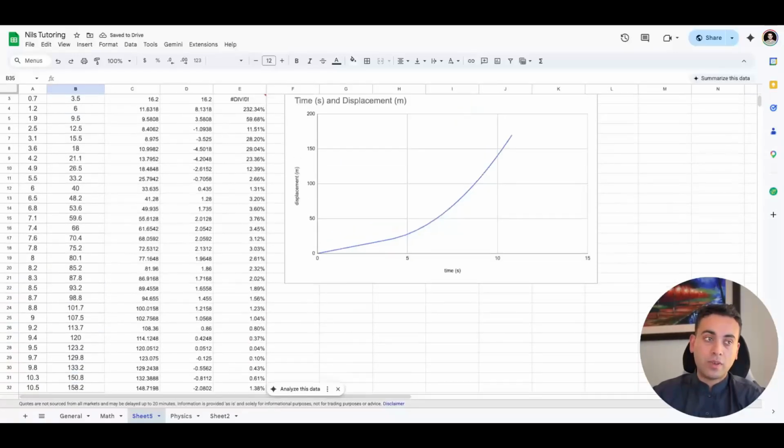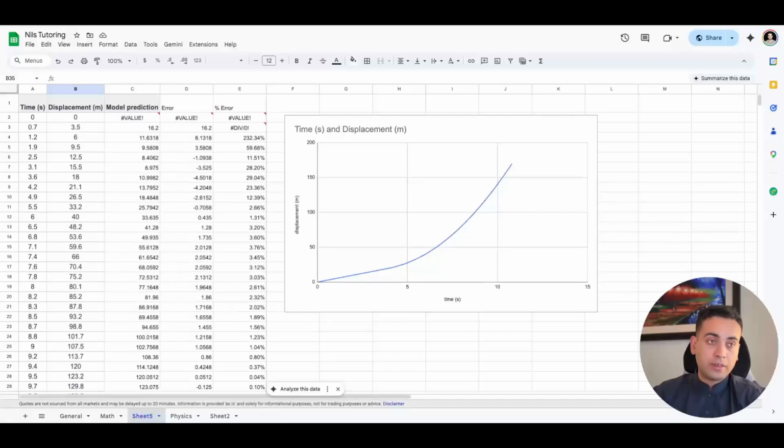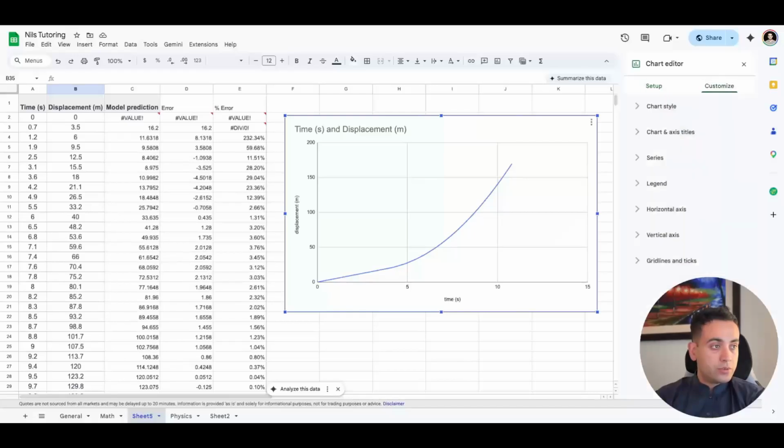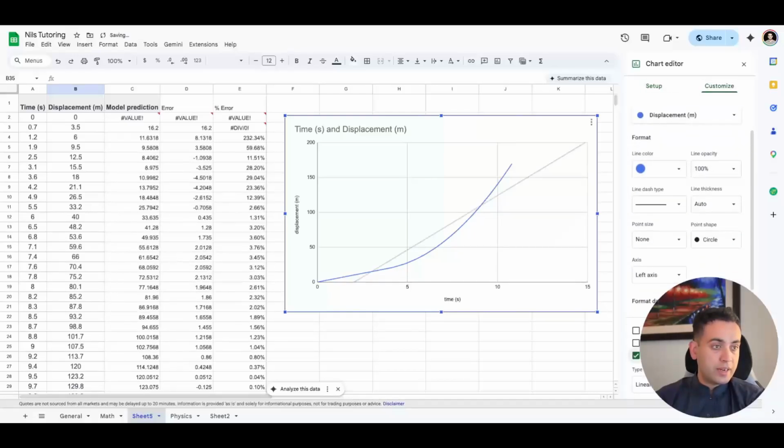To predict that, we need to have a model that we can plug time into, and it will give us an output of displacement. So how that is done is the question. It's part of the evaluation of data and interpreting data. To do that, we need to go to series and we need to add a trend line. Now you can see that this is also one way to describe the graph.